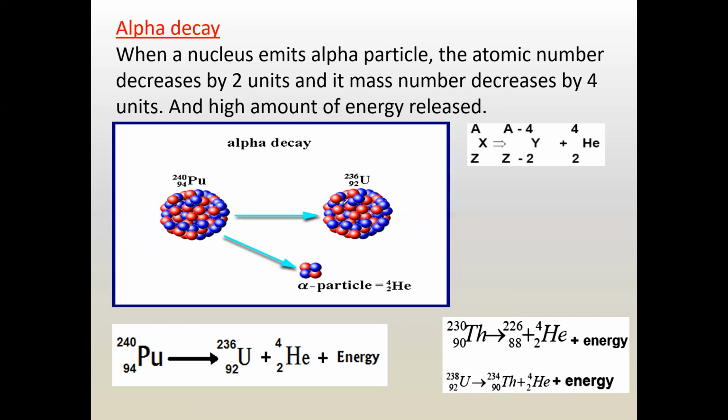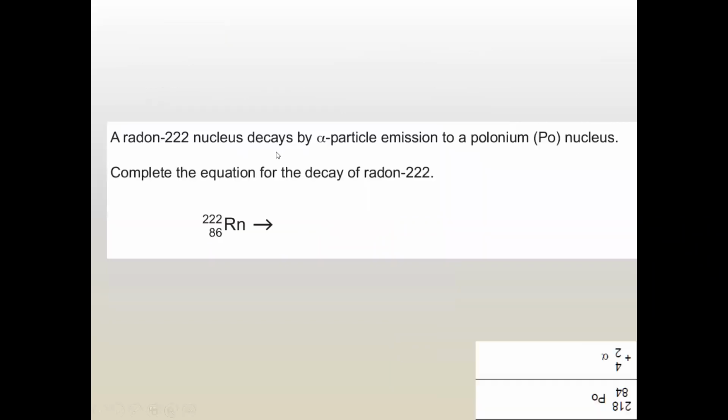So remember this alpha decay. Alpha particles are actually two protons and two neutrons which are coming out from the nucleus. So in the exam you'll find they ask you to complete an equation. So how to complete an equation? If there is an alpha decay, the mass should decrease by 4 and atomic number should decrease by 2.